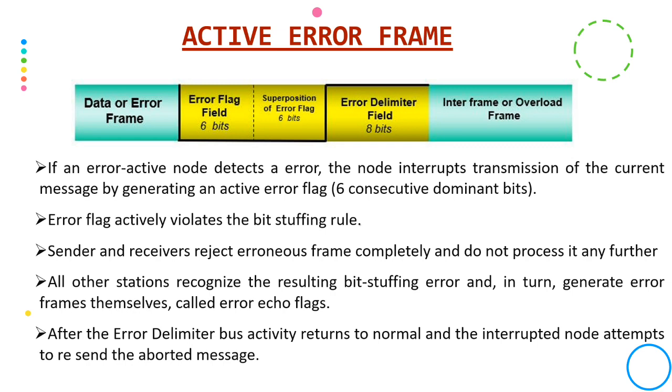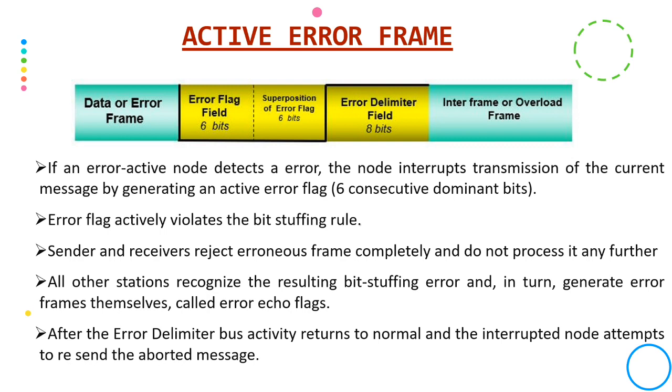First we shall see the active error frame. An error active node, whenever it detects an error, will generate an active error frame, where the node interrupts the normal or current transmission of the message by generating an active error flag. An error flag consists of 6 consecutive dominant bits. Whenever it generates 6 consecutive dominant bits, the error flag activity violates the bit stuffing rules. In CAN, no node can transmit 6 consecutive dominant or recessive bits.